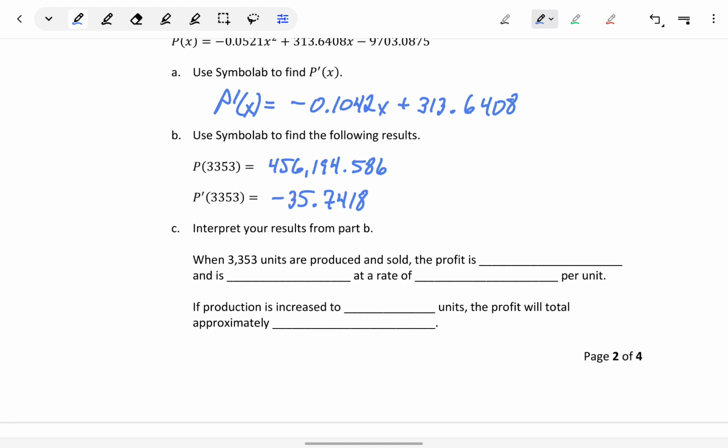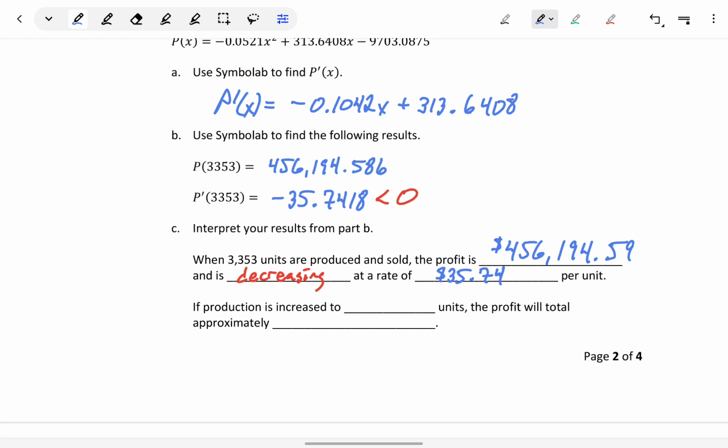This tells us that at a production level of 3,353 units, the total profit will be $456,194.59. And that profit is decreasing since our marginal profit value, the result from our derivative function, is negative. So that's decreasing at a rate of $35.74 per unit.